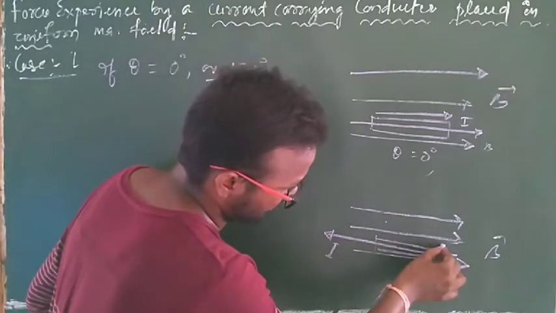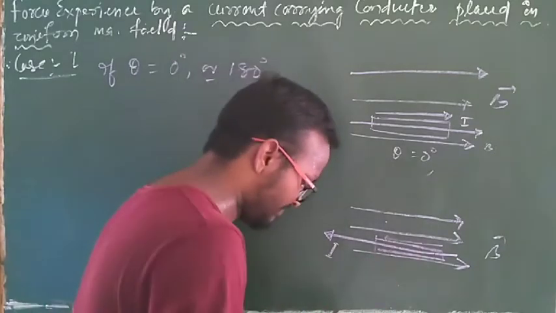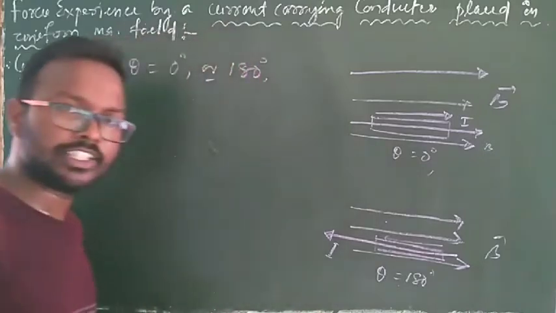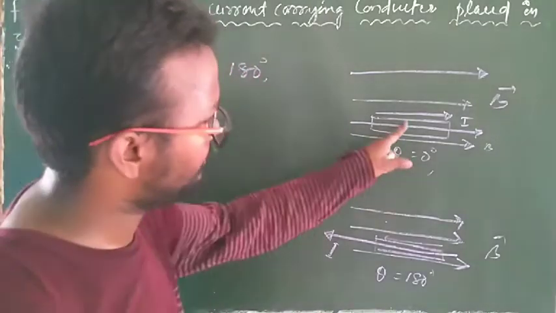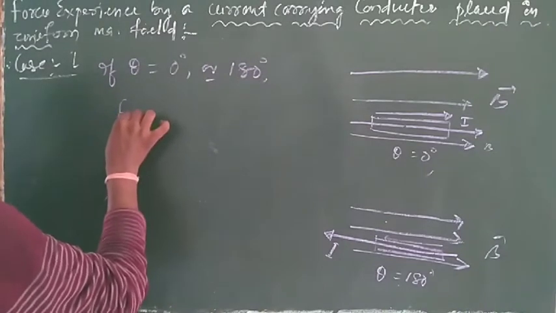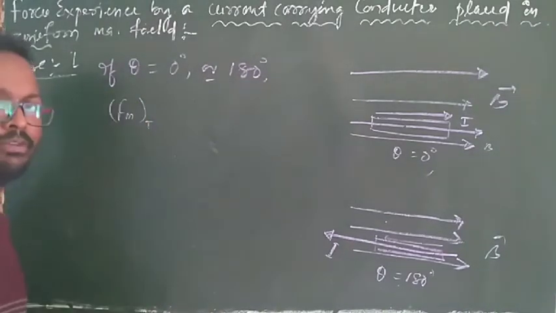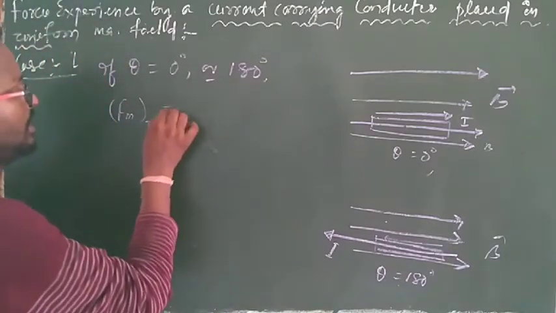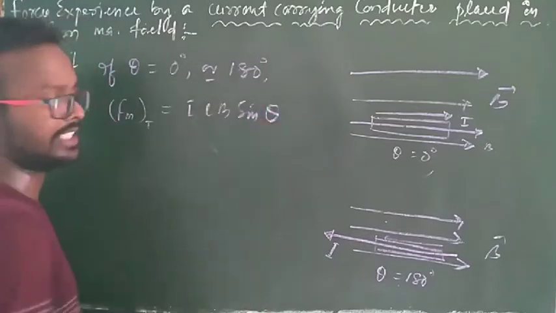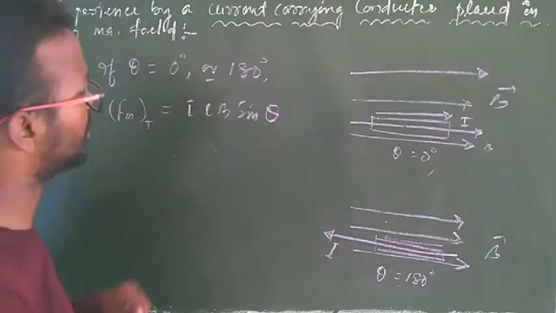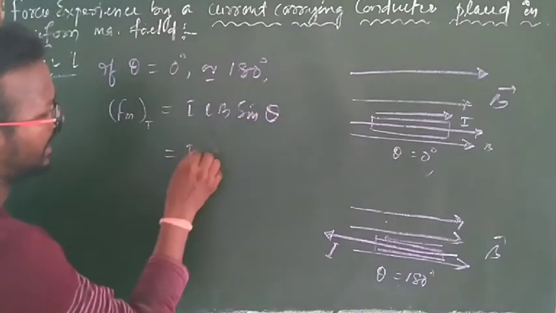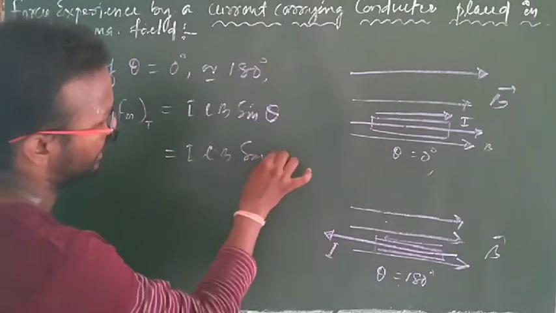So here this is the direction of the length element, but here theta is 180 degrees and here theta is 0 degrees. So we have to calculate the force experienced by this conductor. We have the formula for the total magnetic force experienced by the conductor: Fm equals ILB sin theta. Clear? So here theta equals 0 degrees or 180 degrees, the value is the same. So you can write ILB sin 0.